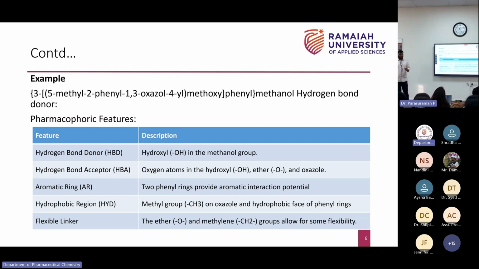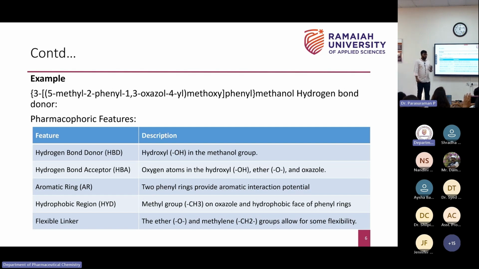Next, I took an example. You already know how to download the protein structures. Here I took VEGFR2, a cancer-related protein, and from that structure I took a co-crystal. It is the co-crystal of the VEGFR2 receptor. What are the features in that co-crystal? The hydroxyl group present in the methanol group acts as a hydrogen bond donor. Next, the oxygen atom in the hydroxyl group or ether and the oxazole act as hydrogen bond acceptors.